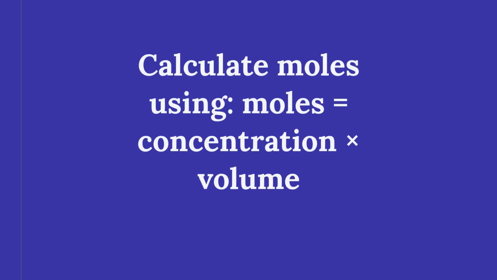Use the formula: number of moles equals concentration times volume. For example, calculate the number of moles in 0.1 cubic decimeters of a 2.0 moles per cubic decimeter solution. Multiply 2.0 by 0.1 to get 0.2 moles. This calculation is essential for determining substance amount. Accurate volume conversion is key.